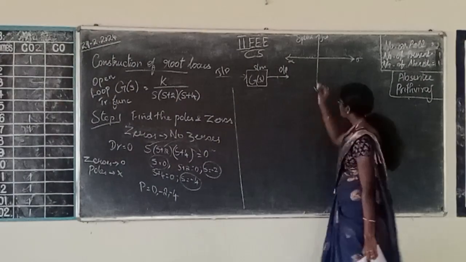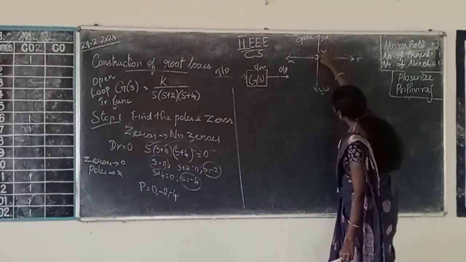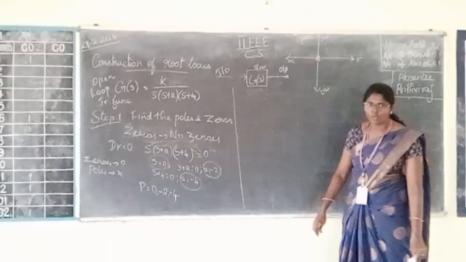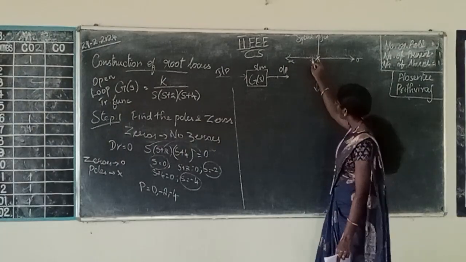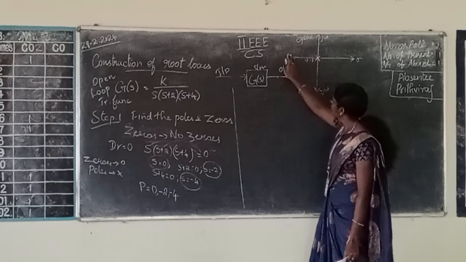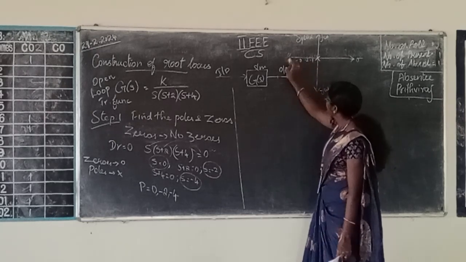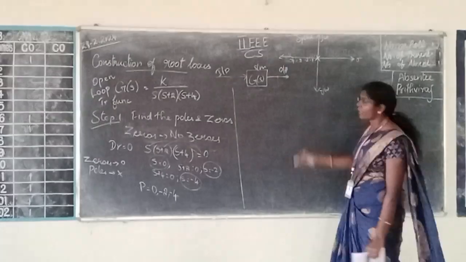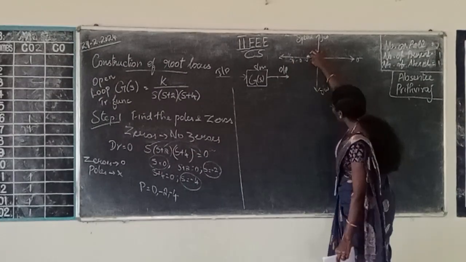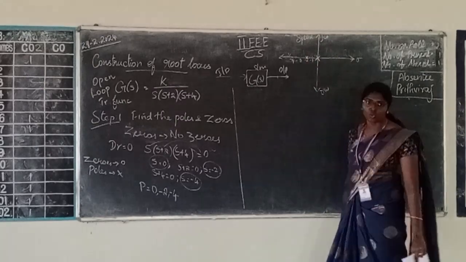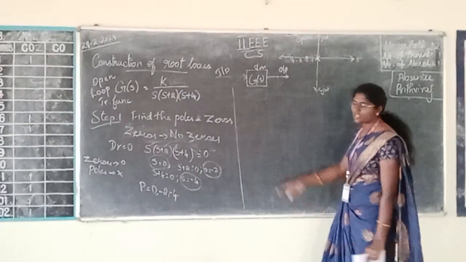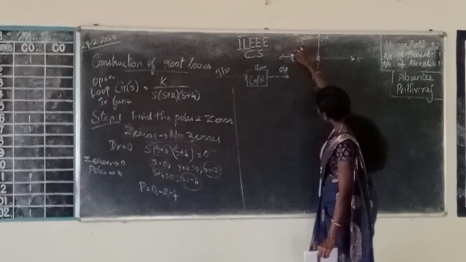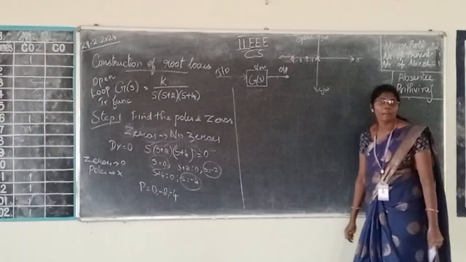Poles are 0, so the cross is at 0. And then we give this what? Minus 1, minus 2, minus 3, minus 4, right? Next, what we have to do? The cross at minus 2, because that is a pole, as well as the next pole is minus 2. So the cross will be at minus 2.